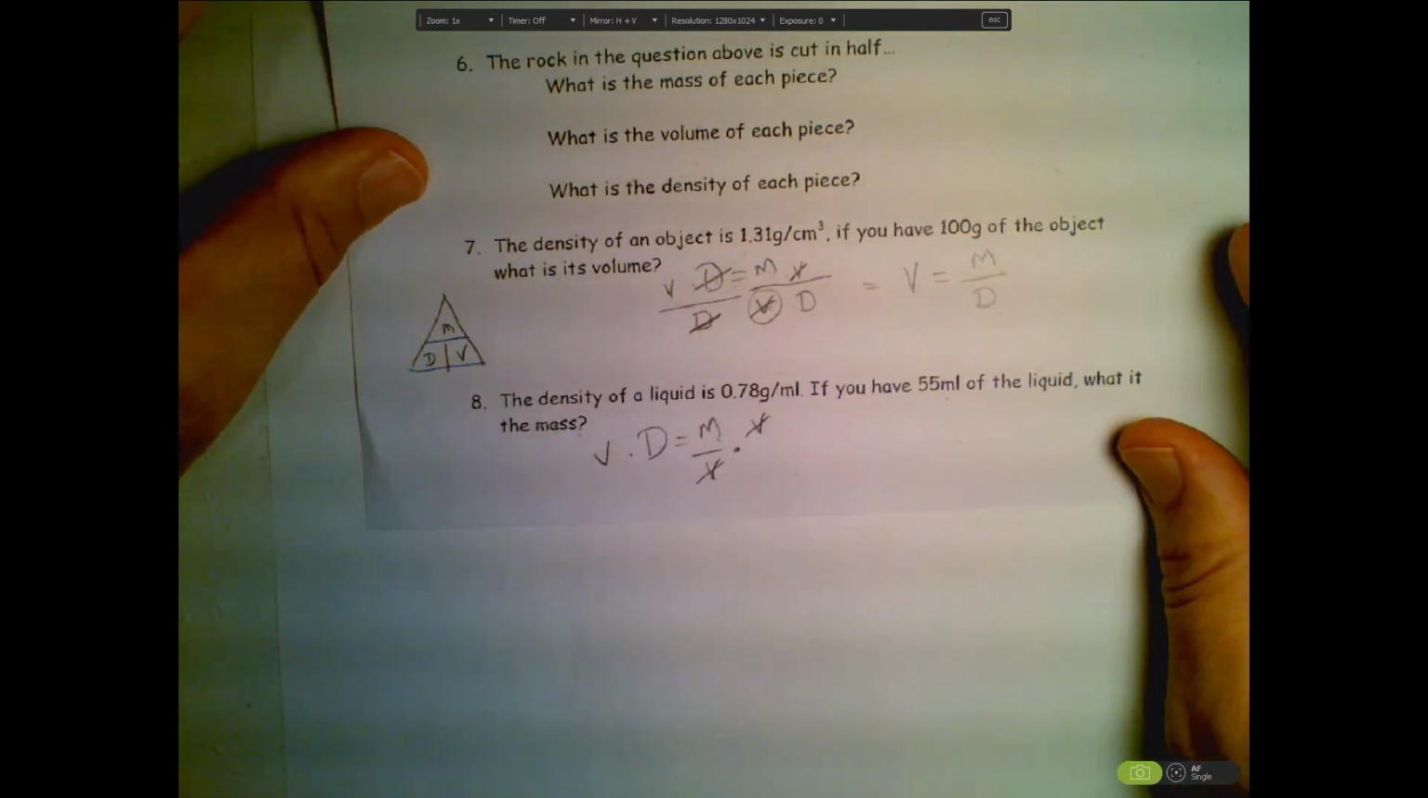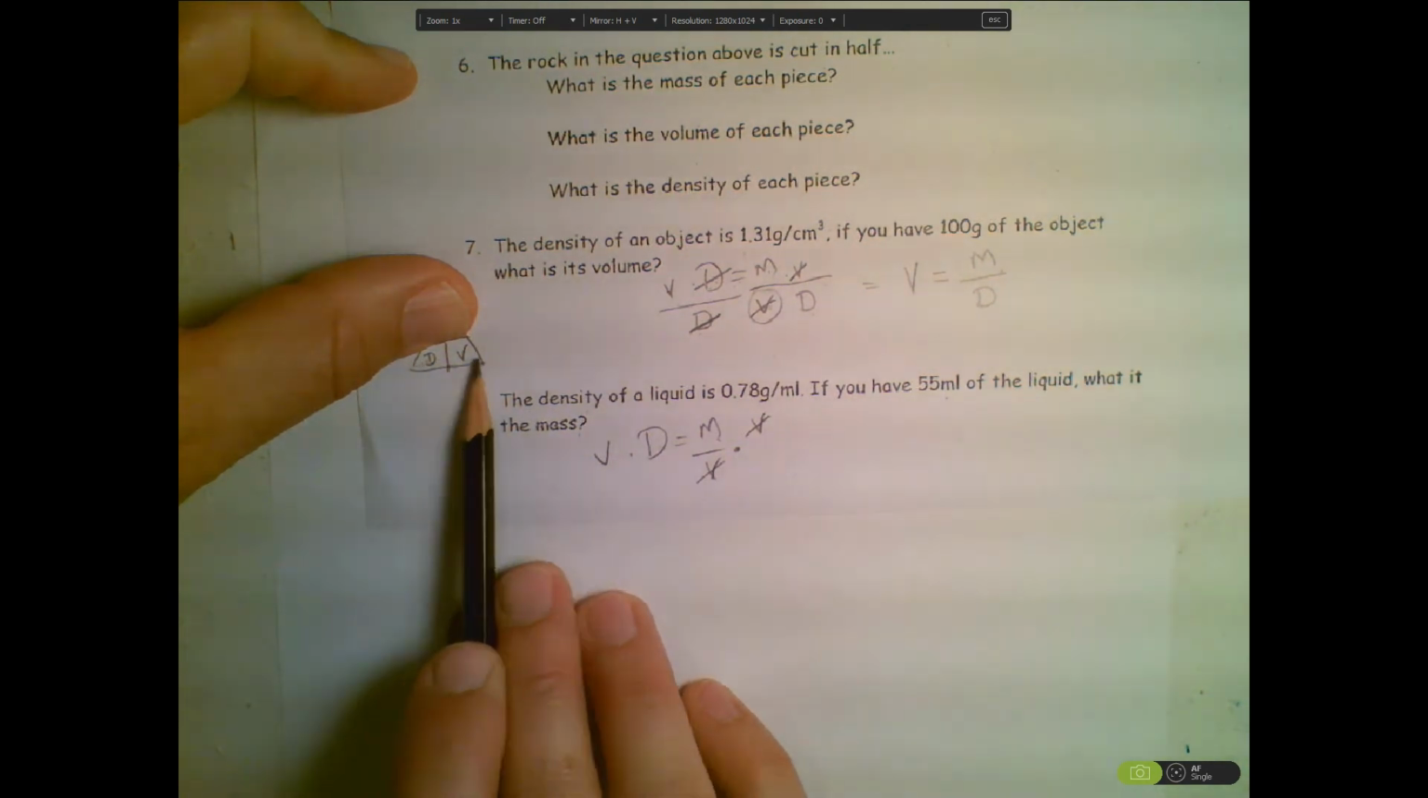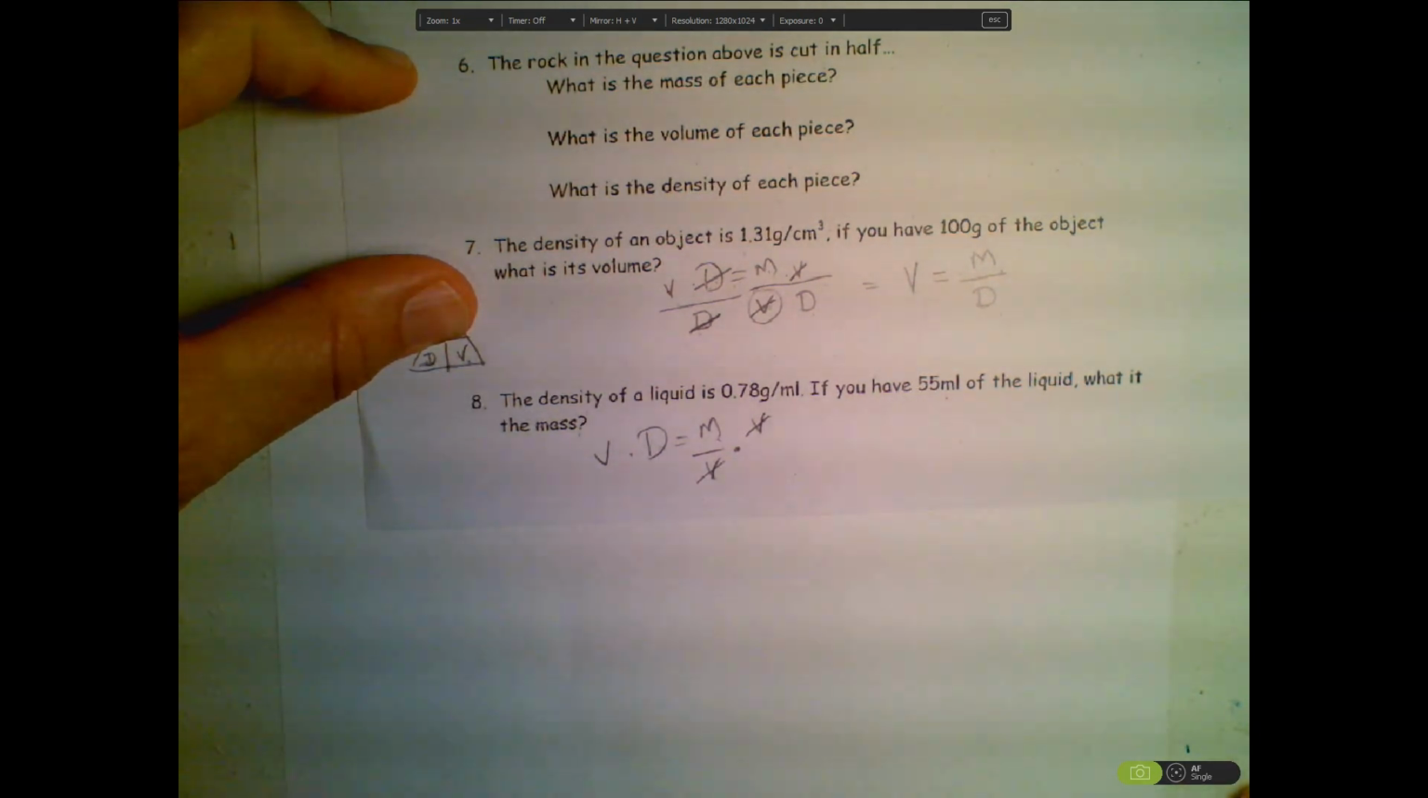Or I can go to the magic triangle again. Since I'm looking for mass, I cover up the M. D times V. They're on the same level, so I'm multiplying across. I'm not dividing.